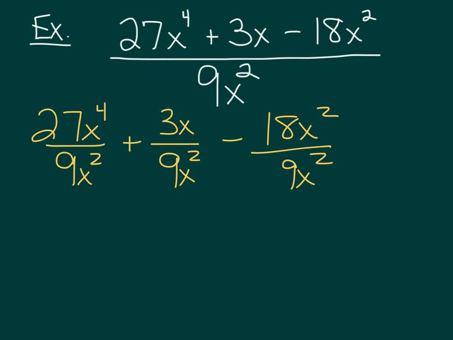27 over 9 would be a 3. x to the fourth over x squared would be an x squared. This one, a little tricky. 3 over 9 is actually 1 over 3. And x on top with x squared on bottom, you're left with an x on the bottom. And then 18 over 9 would be a 2. And then x squared over x squared would just go away.